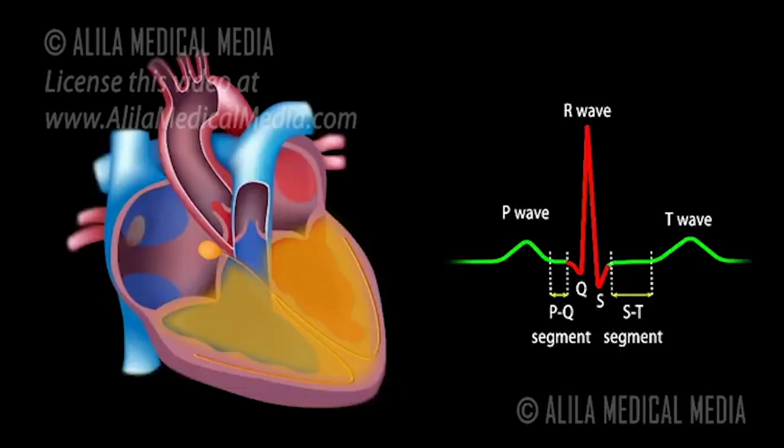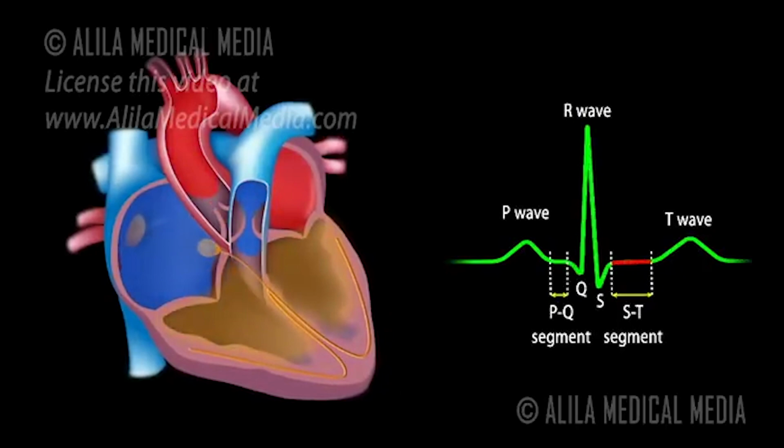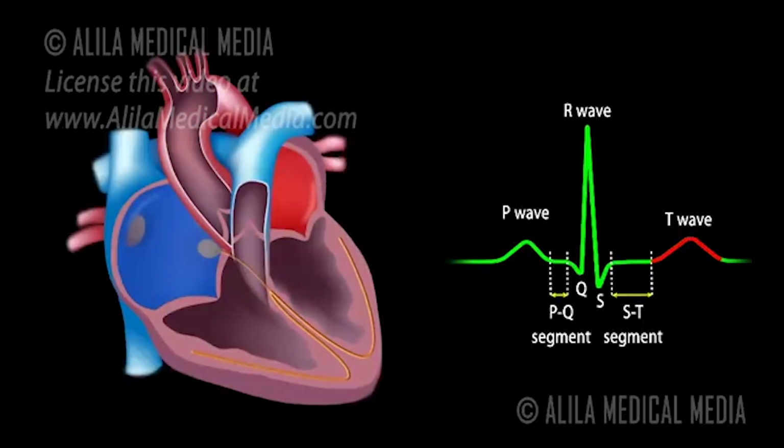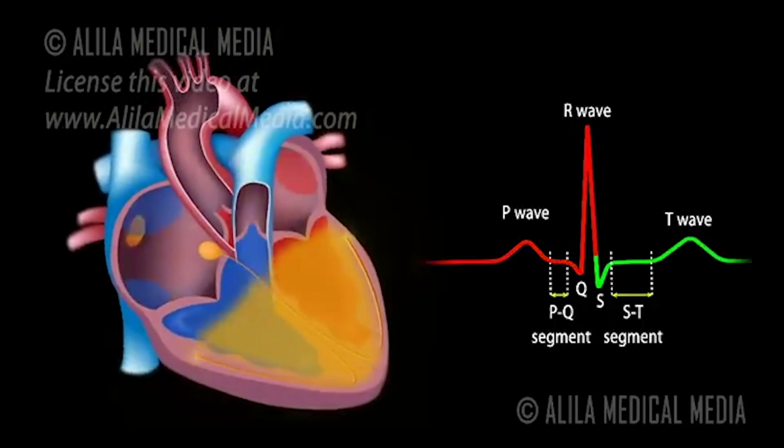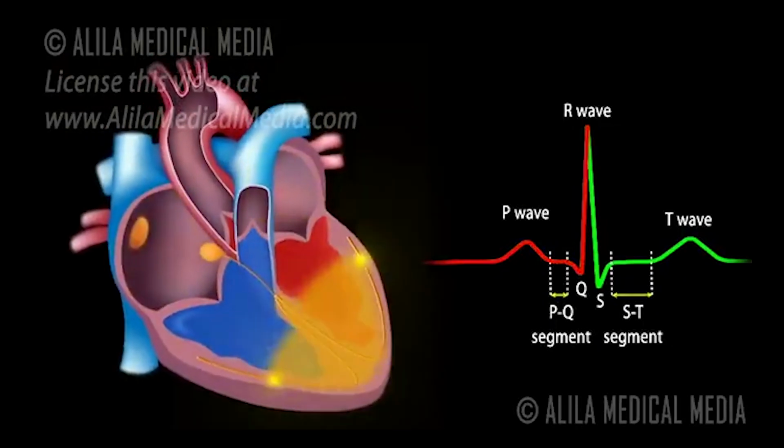The ST segment reflects the plateau in the myocardial action potential. This is when the ventricles contract and pump blood. The T wave represents ventricular repolarization immediately before ventricular relaxation, or ventricular diastole. The cycle repeats itself with every heartbeat.